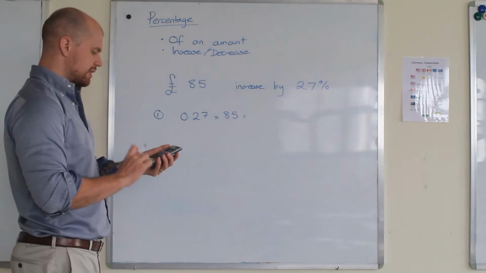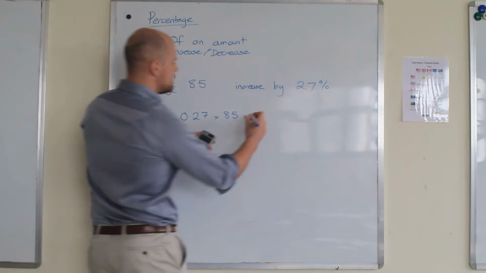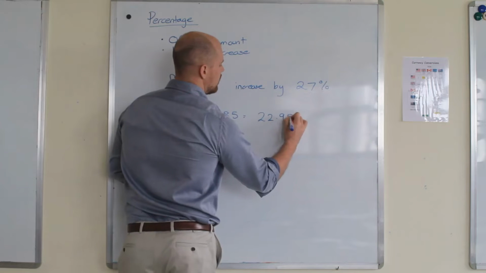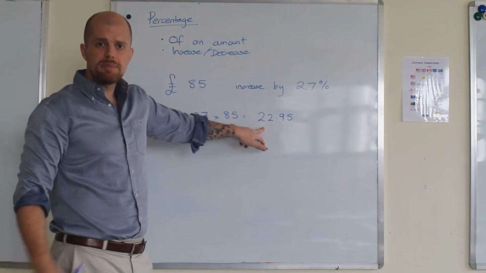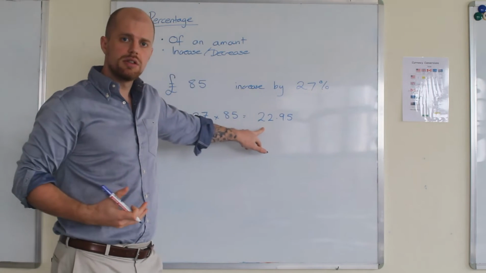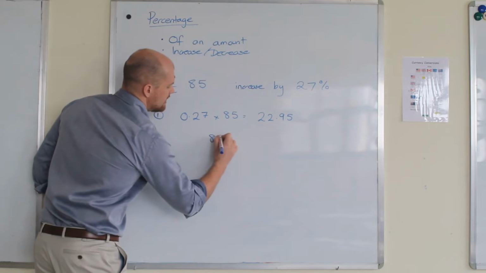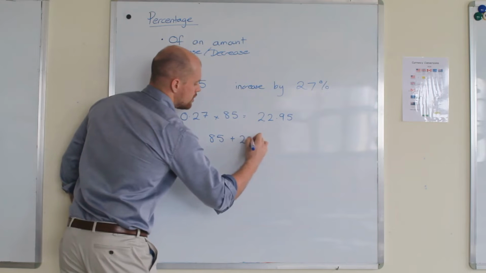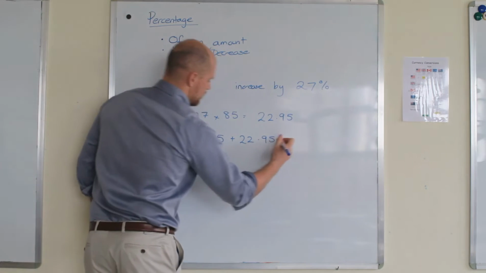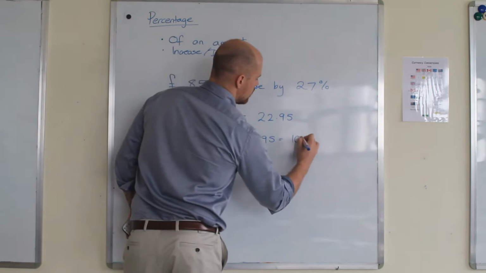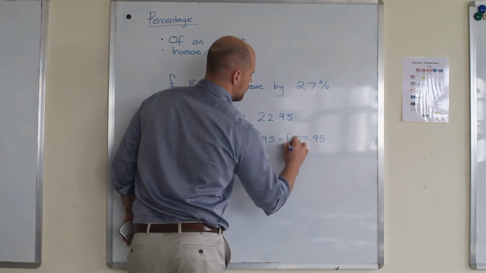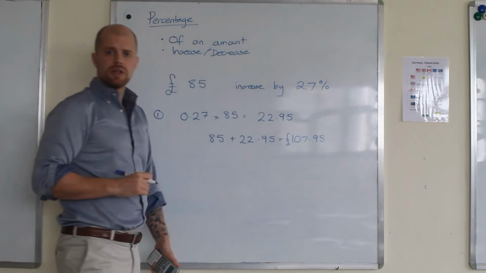Do it on your calculator. You're not expected to do this in your head. You get 22.95. This will be the percentage change. Okay, that is how much it increases by. So I would do 85 plus 22.95, which gives me 107.95. That's one way of doing it.